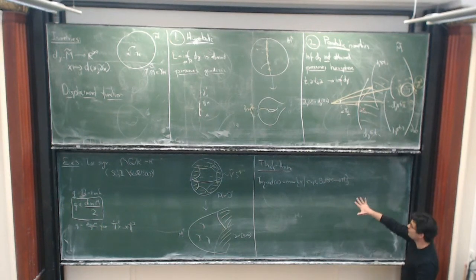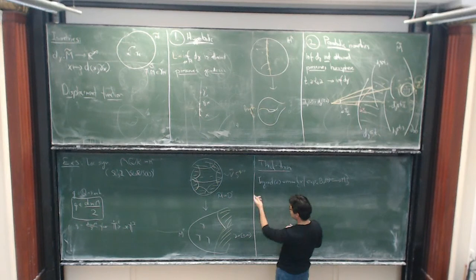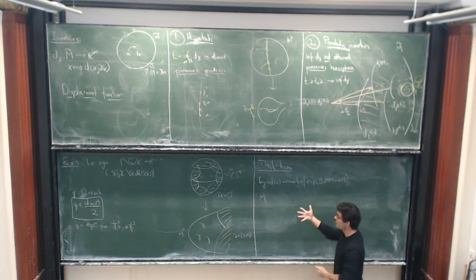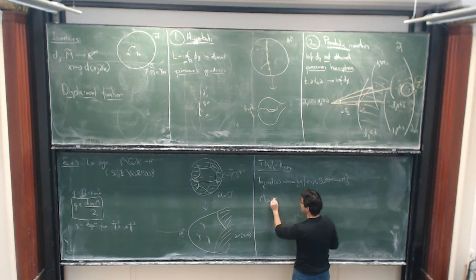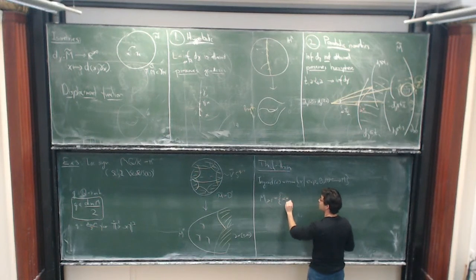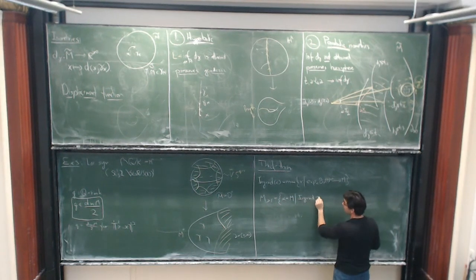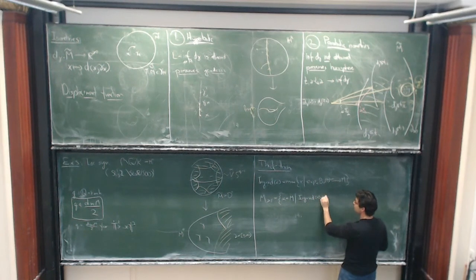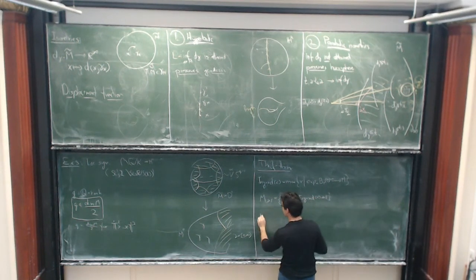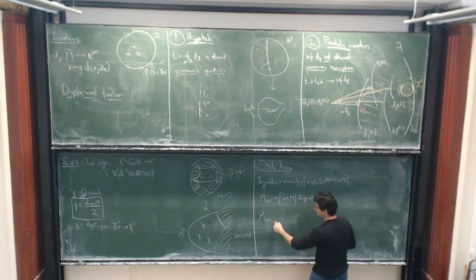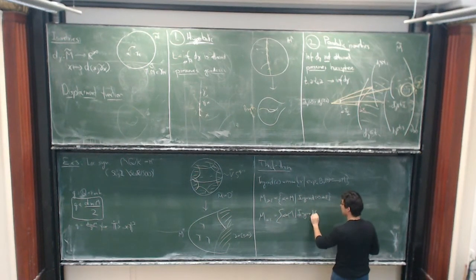I'll draw a picture in a moment, but before doing that, let me write down two more things. The epsilon thick part, M greater or equal to epsilon, is the set of points in the manifold where the injectivity radius at x is greater or equal to epsilon. And the thin part, M less than or equal to epsilon, is the set of points where this injectivity radius is less than or equal to epsilon.